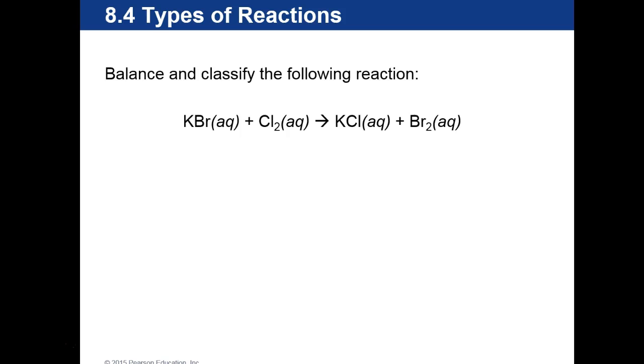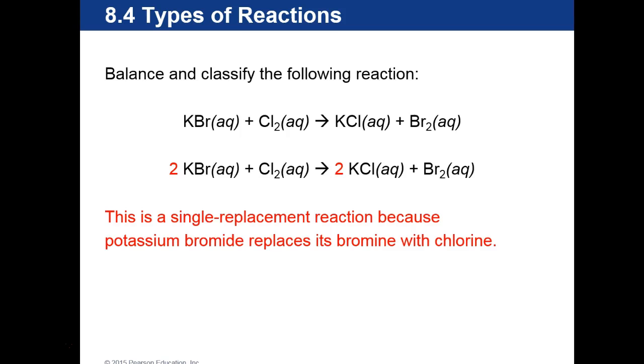Try to balance and classify this equation. Press pause here and push play when you're ready to see the answer. In this case, it's a single replacement reaction because potassium bromide replaces bromine with chlorine. You can see we had to do 2 potassium bromides and have 2 potassium chlorides in order to balance the equation. So we have the same number of potassium, same number of bromides, and same number of chlorines on either side.